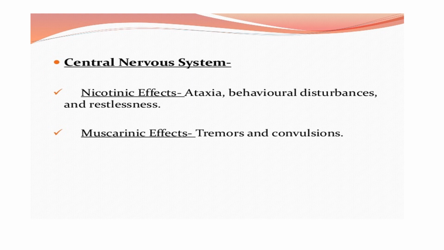In the central nervous system, there are nicotinic actions. There are two actions, nicotinic effects plus muscarinic effects. Nicotinic effects cause ataxia and behavioral disturbances with restlessness, while muscarinic effects cause tremor and convulsions.